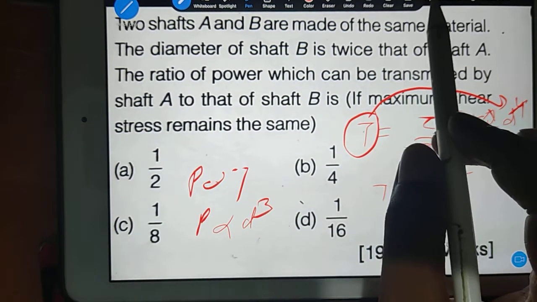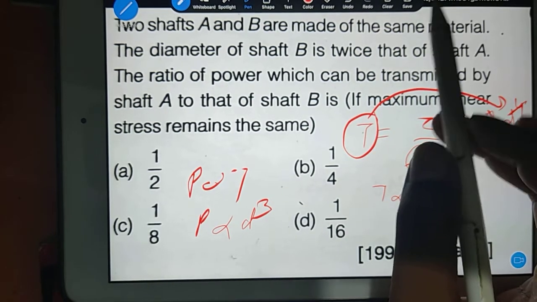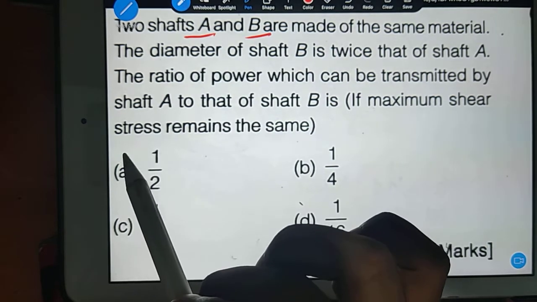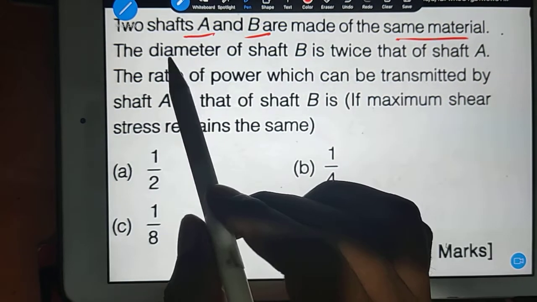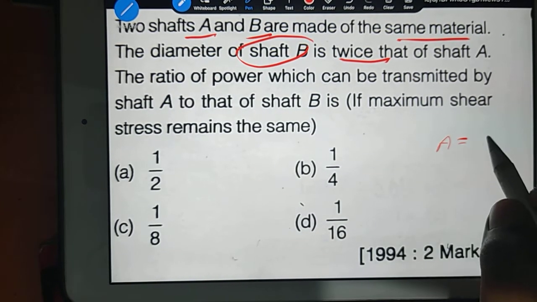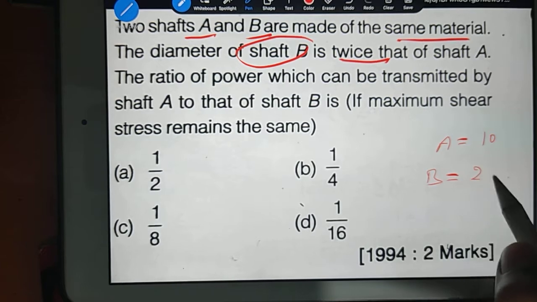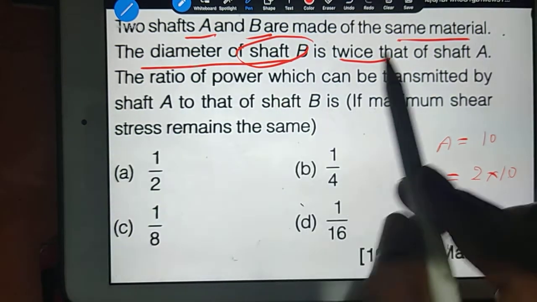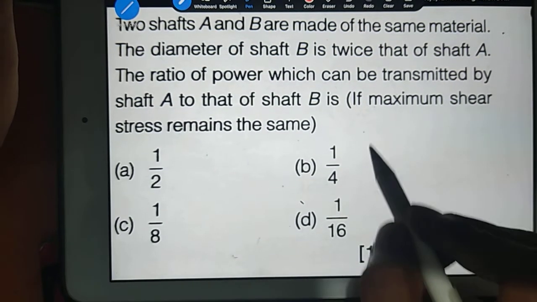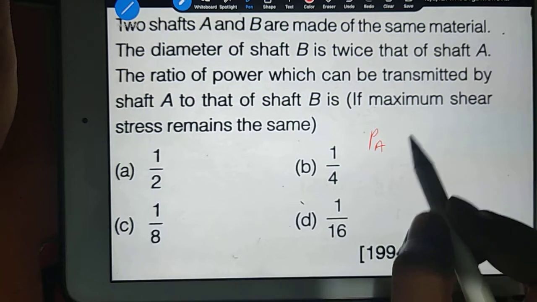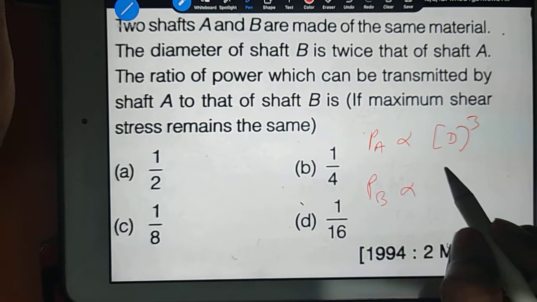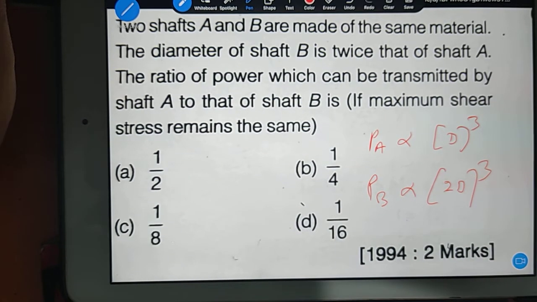So you can say that you have two different shafts, one shaft here and one shaft here, and they are the same material, so the G value is constant, but the diameter is not the same. Diameter of shaft B is twice that of shaft A. So if A has diameter, for example, 10, then B will have diameter 2 times 10. You can clearly see that power for shaft A will be proportional to its own diameter power cube, but power for shaft B will be proportional to 2 times the diameter power cube.